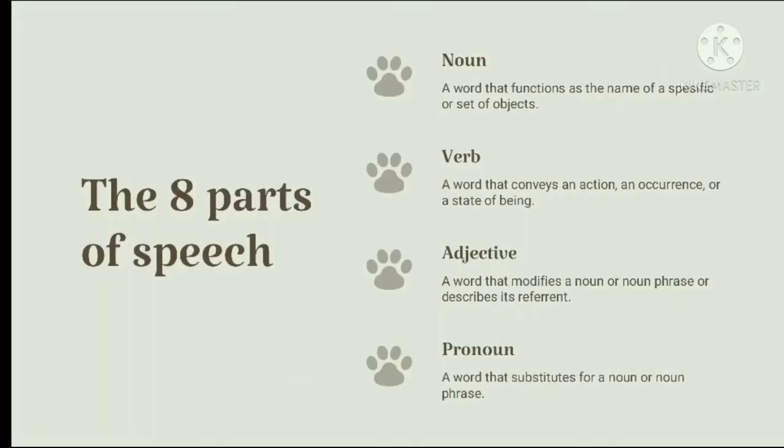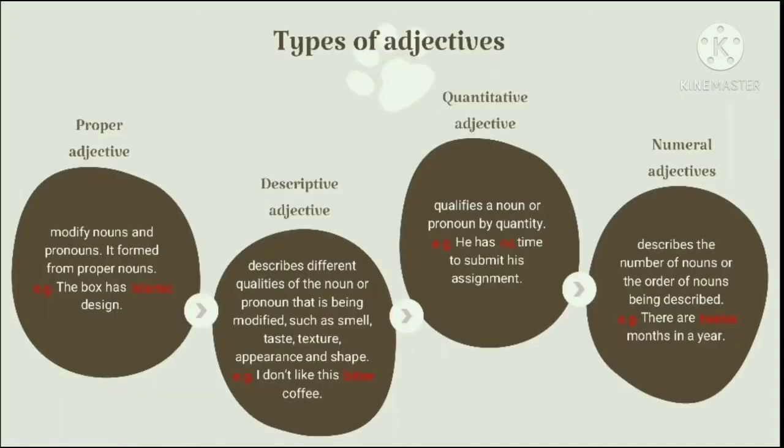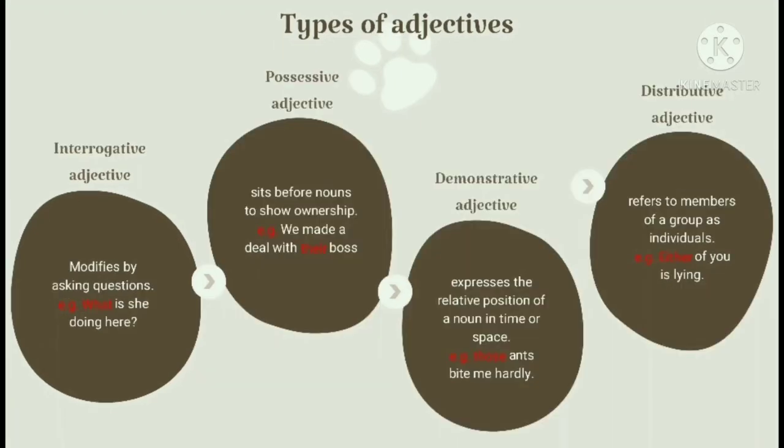Okay, next category is adjective, or you can call it kata sifat in Indonesian. Adjective is a word that modifies a noun or noun phrase or describes its referent. So there are these types of adjective, which are proper adjective, descriptive adjective, quantitative adjective, numeral adjective, interrogative adjective, possessive adjective, demonstrative adjective, and distributive adjective.